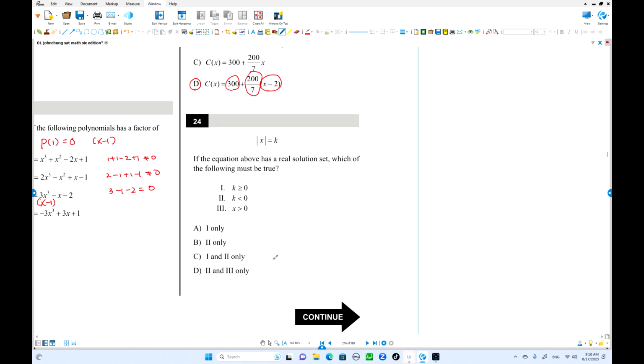The number 24. The equation above has a real solution set. If this is positive or equal to 0, always real solutions. So k must be greater than or equal to 0. If k is less than 0, no solution, right? Because absolute value cannot have a negative number. K always positive, it doesn't matter whether k is positive or negative. If k is positive, for example, if this is 2, x is 2 or negative 2. Okay, that is not always true. It can be positive or negative. So choice 1 is always true. Okay.